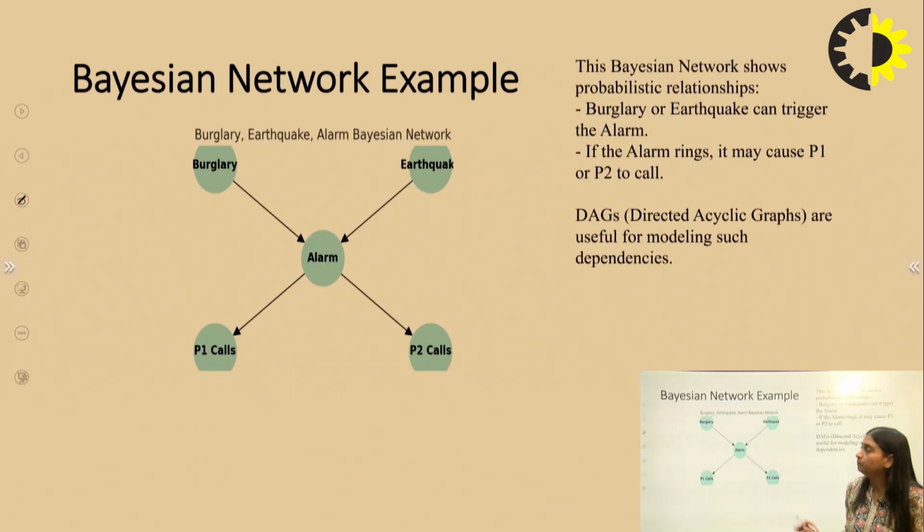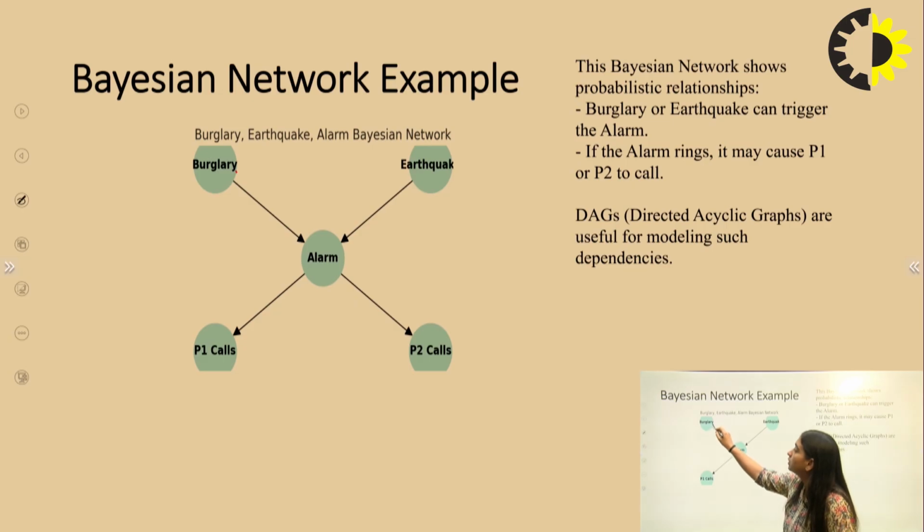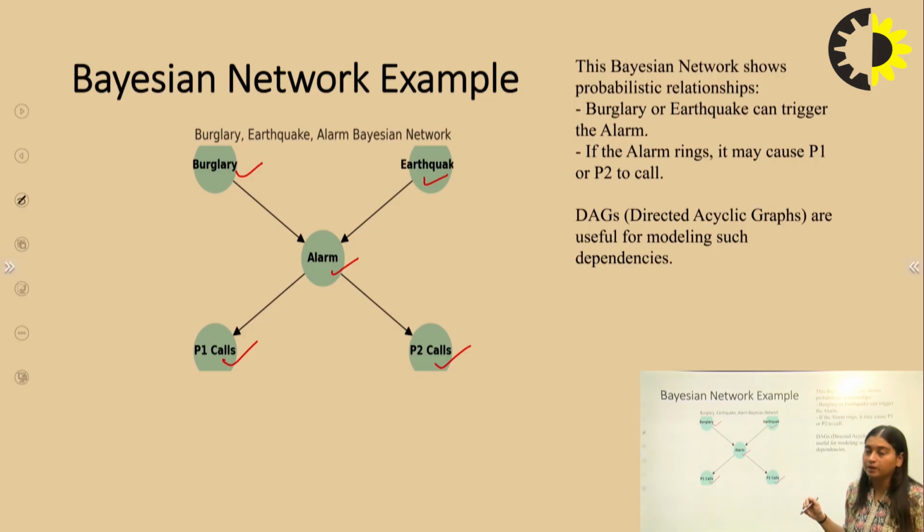Okay. Now this is the Bayesian network example. We have taken an example here, and this is the dependency. If burglary is true and earthquake is true, then the alarm will ring, and if the alarm rings, then P1 will call or P2 will call. So the alarm depends on burglary and earthquake, and P1 and P2 depend on the alarm. The Bayesian network shows probabilistic relationships. Burglary and earthquake can trigger the alarm, and if the alarm rings, it may cause P1 or P2 to call.